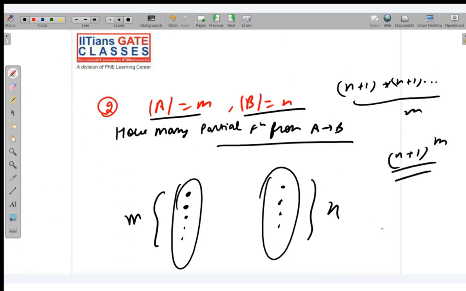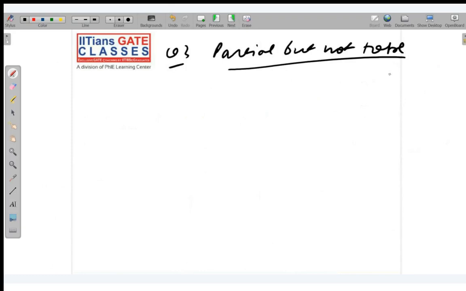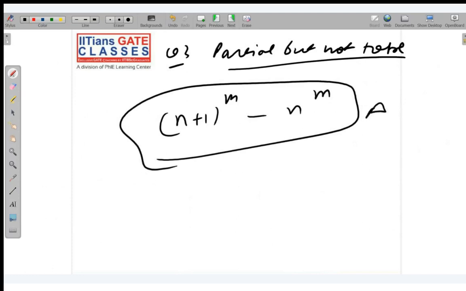Is it okay, sir? Yes, sir. Take a snapshot. I will jump to the next slide. Next, partial but not total. That is very simple. N plus 1 power m is partial, total is n power m. So partial but not total is (n plus 1) power m minus n power m. This is my answer. Let me jump to the next slide.